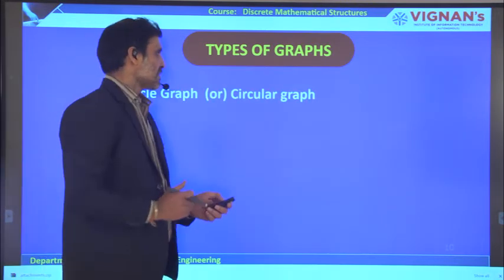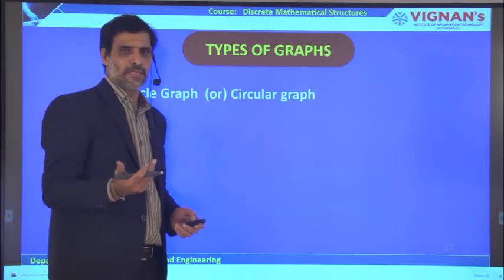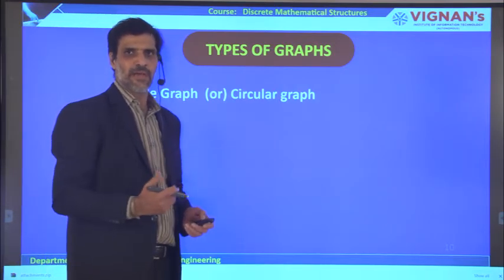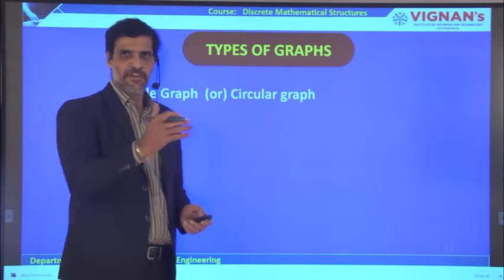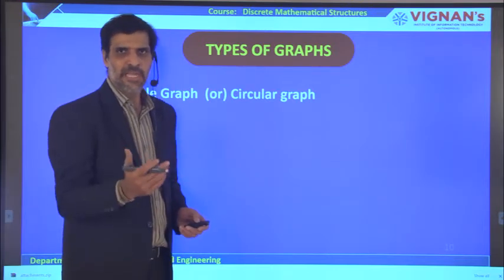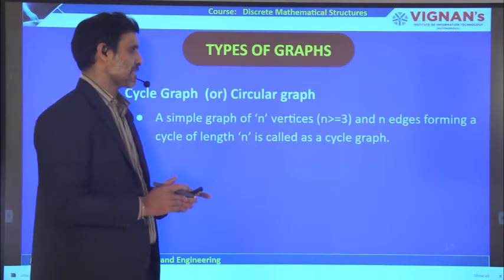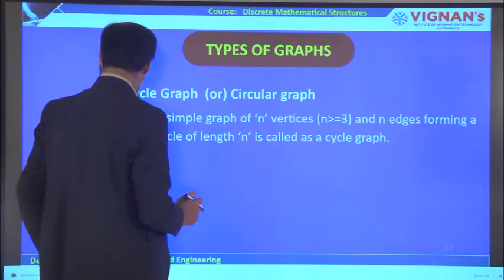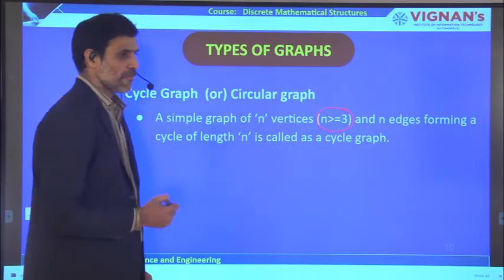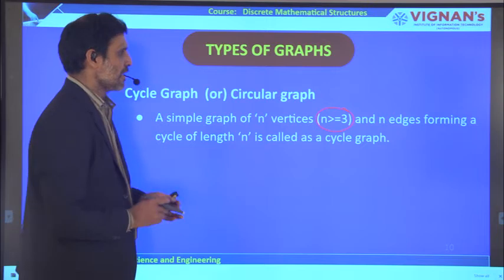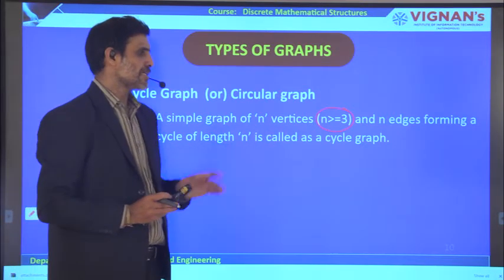Next graph is the cycle graph or circular graph. What is a cycle? I think you might get some idea about this cycle graph. Cycle means it is a loop. If it forms a loop, then it is called a cycle graph. Let us go through the definition. A simple graph of n vertices, where n should be greater than or equal to 3, and n edges forming a cycle of length n is called a cycle graph.